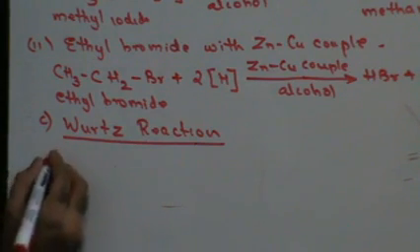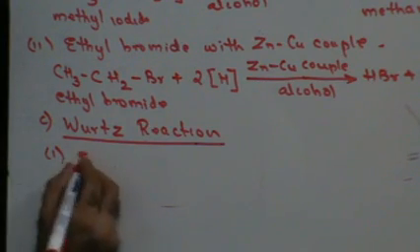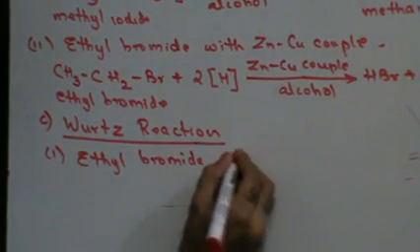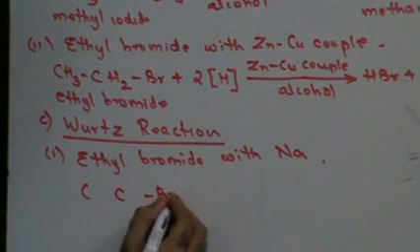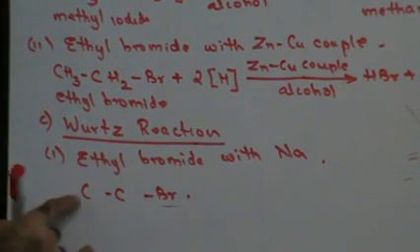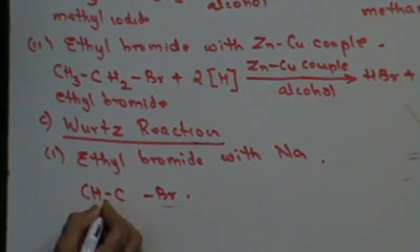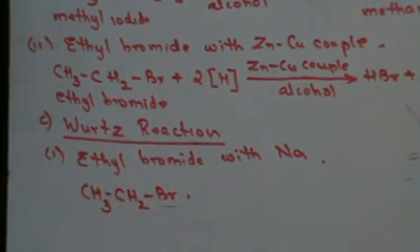For example, instead of theory, I'll show you the reaction. What happens when ethyl bromide is treated with sodium? Ethyl bromide with sodium. Ethyl, that means I should have 2 carbon atoms. Bromide, that means I should have bromine. Put your bonds. This carbon atom has only 1 bond. So the number of hydrogen atoms will be 4 minus the number of bonds, so H3. This carbon atom has 2 bonds, therefore this will have 2 hydrogen atoms.